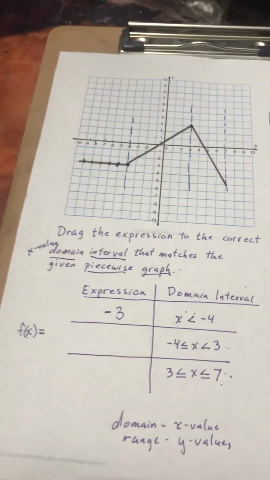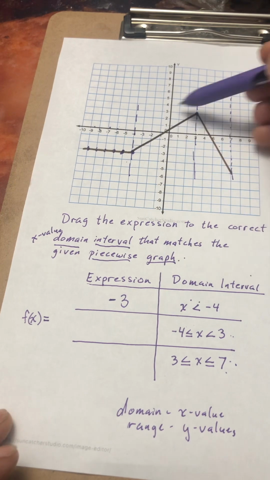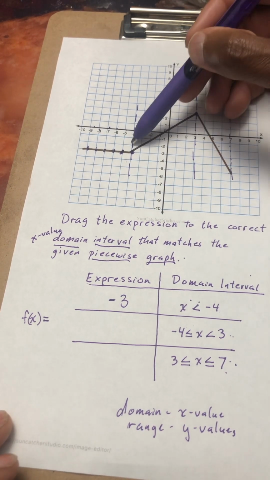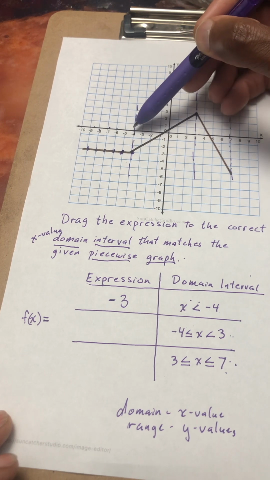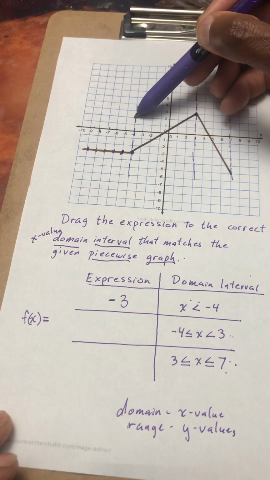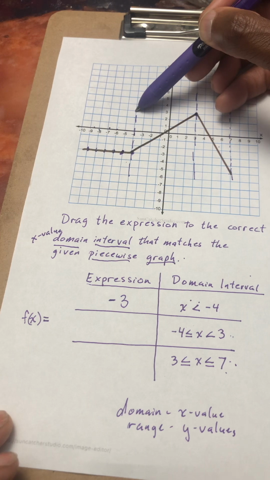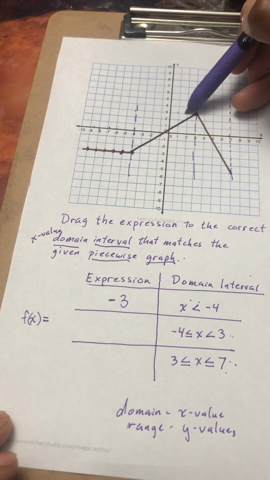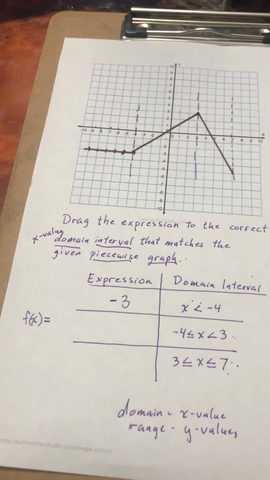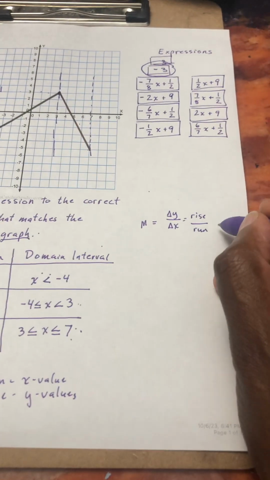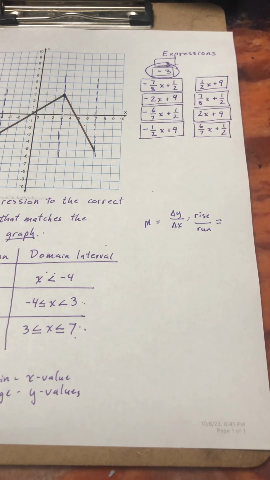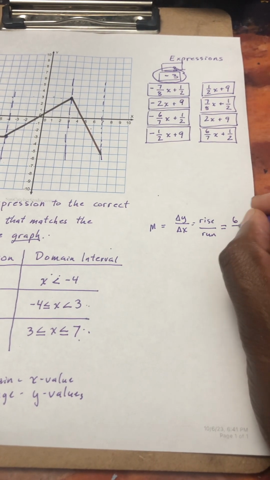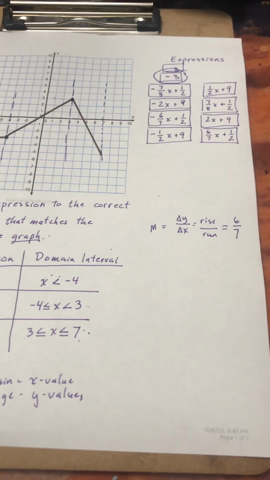If we go over here, the rise from here is 1, 2, 3, 4, 5, 6. The rise is 6, and the run is 1, 2, 3, 4, 5, 6, 7. So my rise is 6, and it's positive because, again, it's going up. The run is 7. That's the slope.